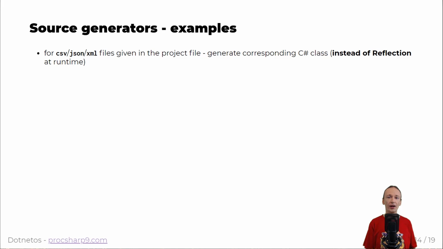So first of all, a very typical example when we are talking about source generators is creation of serialization infrastructure for a type, for data. So imagine you have this JSON or XML file, which is somehow added to the project itself. And then your source generator will be able to generate the corresponding C# class that will be responsible for reading and saving this data in the specific format.